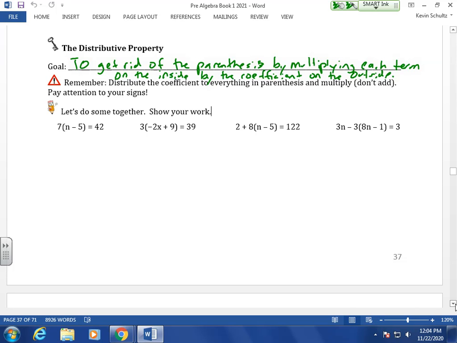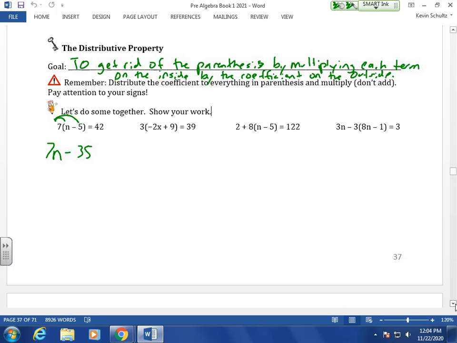To undo those parentheses, get rid of those parentheses, because this is not a two-step equation right now as it's written, yet, as far as what we're looking at today. And so we're going to start by distributing that coefficient, that 7, to both terms inside of our parentheses. And remember, we're doing this by multiplying. 7 times n, 7n, 7 times negative 5 is a negative 35.